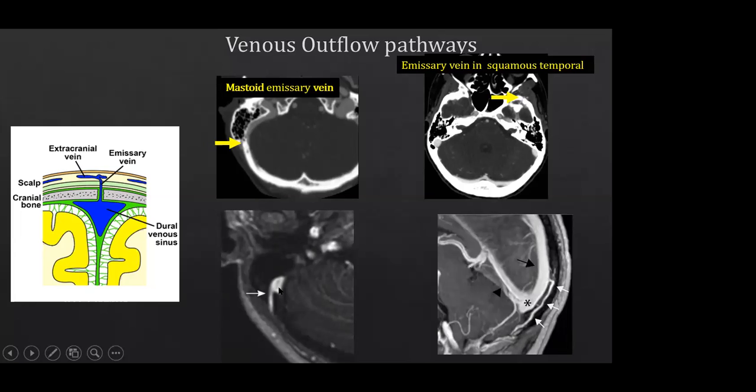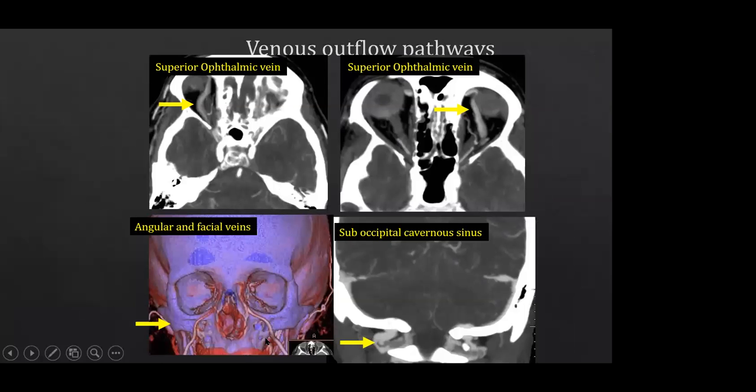And this is that same patient over here. You can see the sigmoid sinus over here, and then the venous channel, the emissary vein, which is going to drain into the scalp venous system. The other outflow is the orbit.